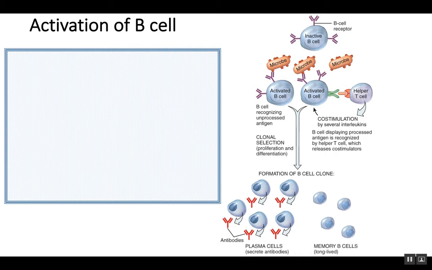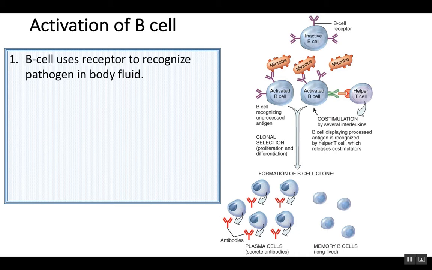So the activation of a B cell occurs when a microbe enters the body. This microbe has to be an extracellular microbe, so it's found in a body fluid. It could be found in interstitial fluid, lymph. It could be found in the bloodstream. It could be found in other secretions, like digestive secretions.